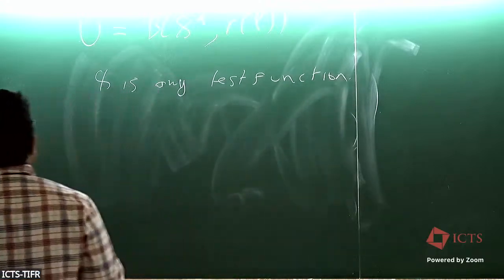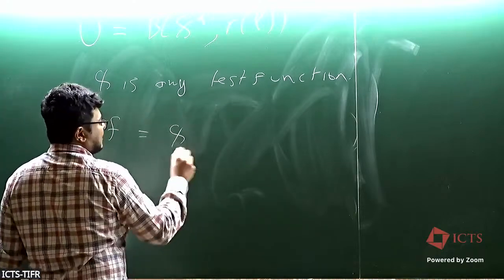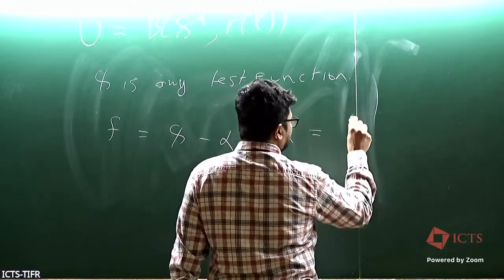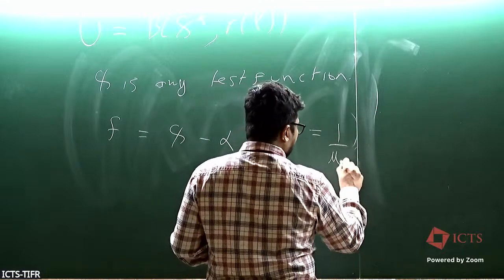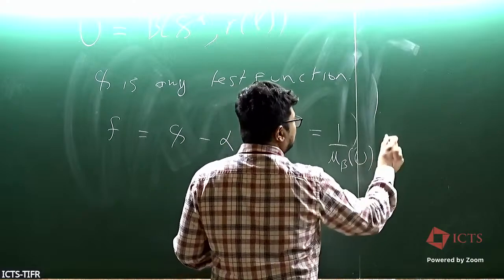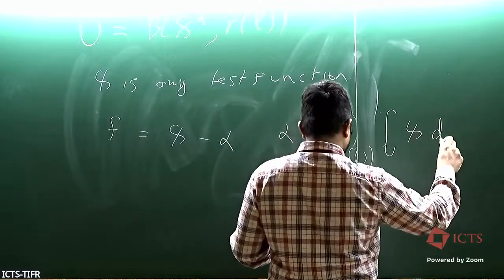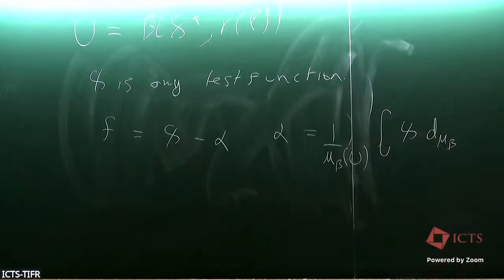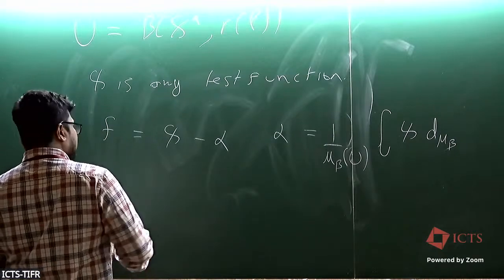Okay. Now what I'm going to do is first define my function f as psi minus alpha, where alpha is the expected value restricted to this set of psi. And now we're going to start with the following.